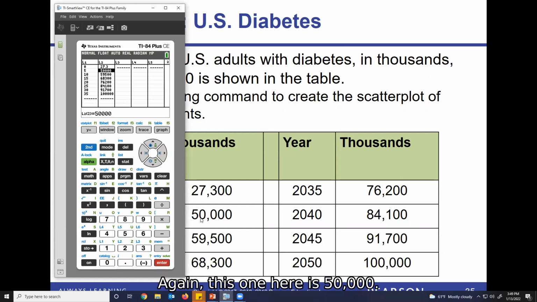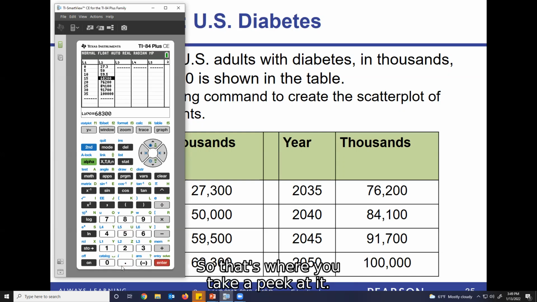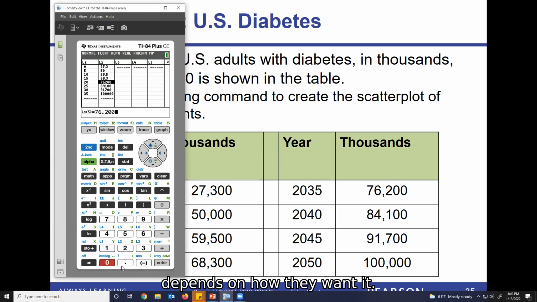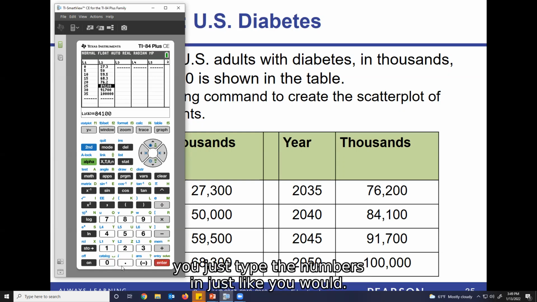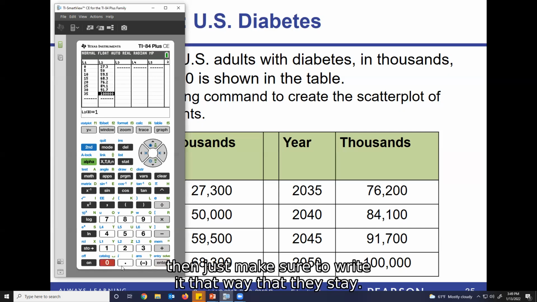27,000.3. Again, this one here is 50,000.0. That third one is 59,000. Notice for 1,000, I'm putting that decimal, okay? So when I say the word 1,000, I say decimal, and then I type all the numbers after it. So that's where, as you take a peek at it, it is slightly different, depends on how they want it. If they don't say anything about it, you just type the numbers in just like you would, okay? If they do say like a certain way that it has to be written, then just make sure to write it that way that they state, okay?